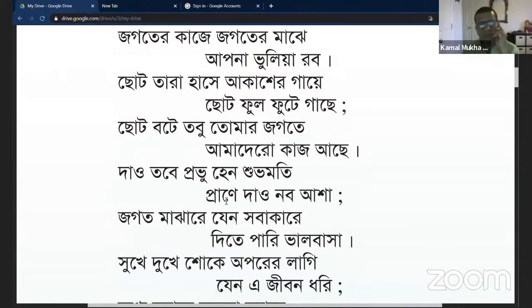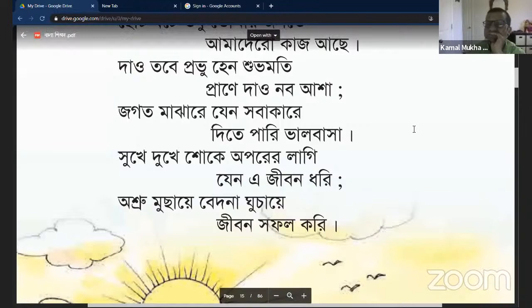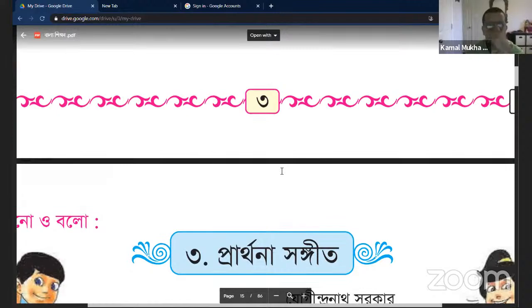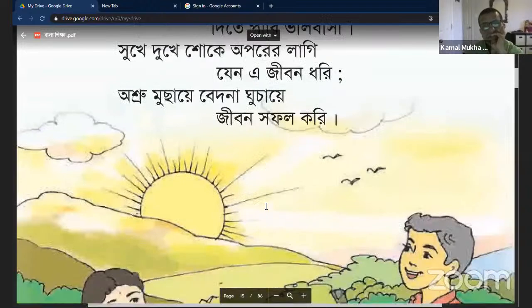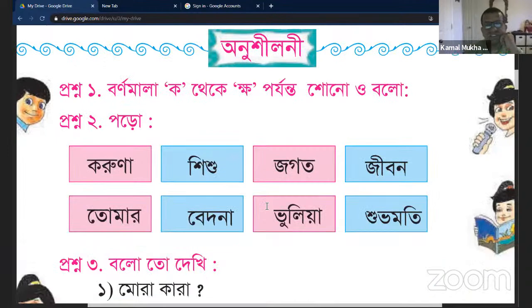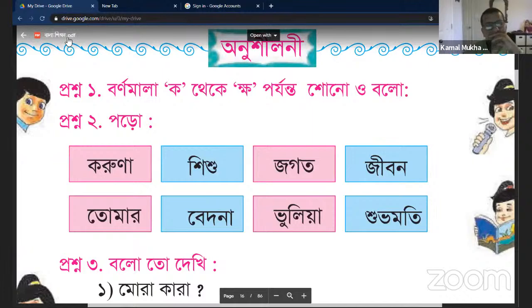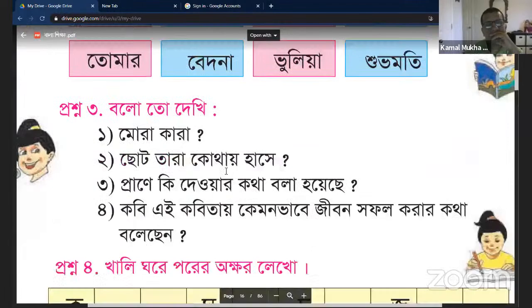So let's see what time it is. Please everyone download this book. I have shared it in the group. Next week I will read this same rhyme also, but you have to practice. And then there will be some questions. What are the words we learned here? The question and answer are here. So you can answer this. This should be our homework.